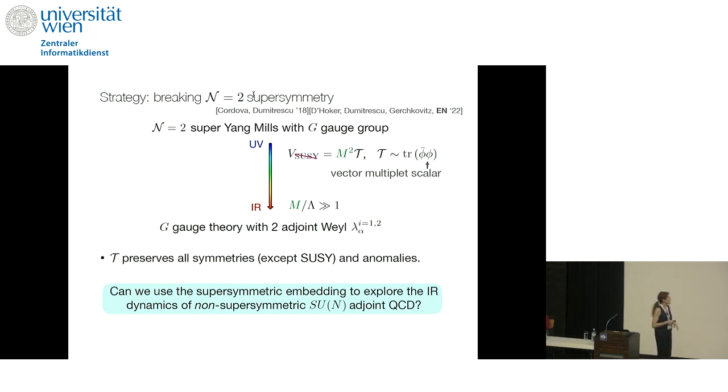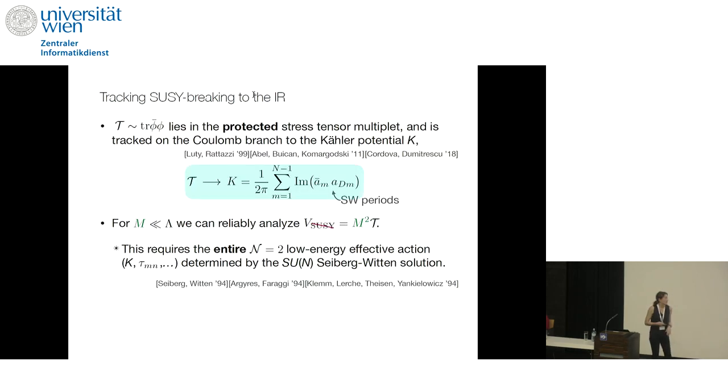And importantly, this supersymmetry breaking operator preserves all symmetries of both our upstairs supersymmetric theory and downstairs non-supersymmetric theory, except for supersymmetry itself. And so in particular, all anomalies are automatically matched between the two theories. And so this motivates the question of whether we can use this supersymmetric embedding to explore the IR dynamics of this non-supersymmetric gauge theory. And of course, I'm telling you the answer is yes, and it's yes because of some key pieces of leverage we have in this analysis.